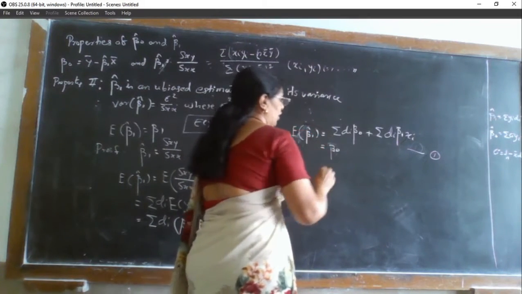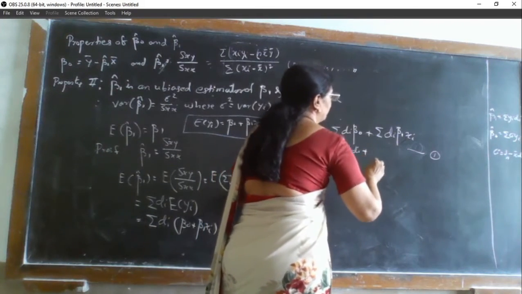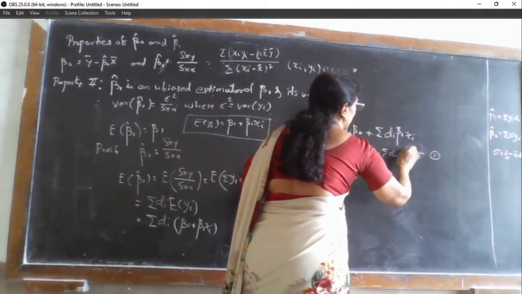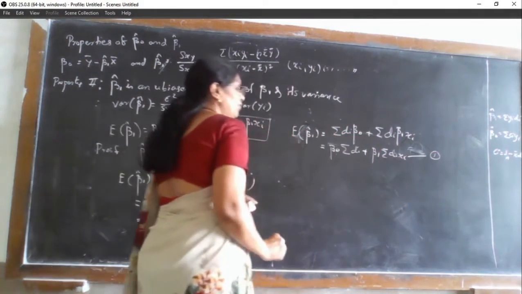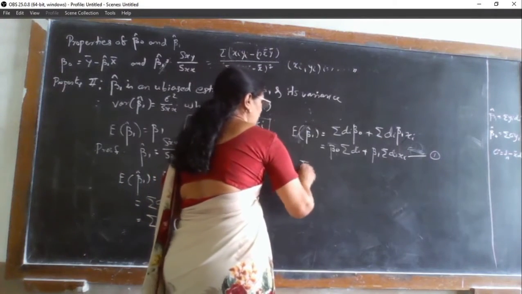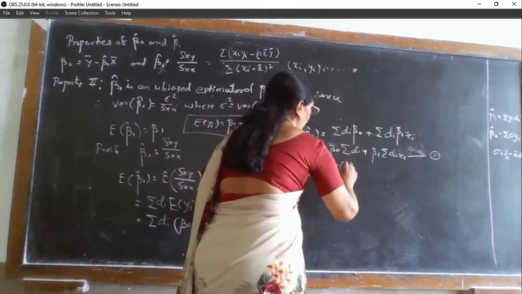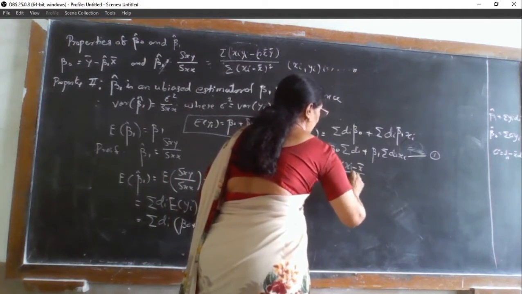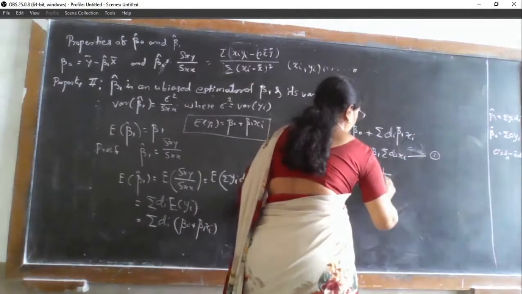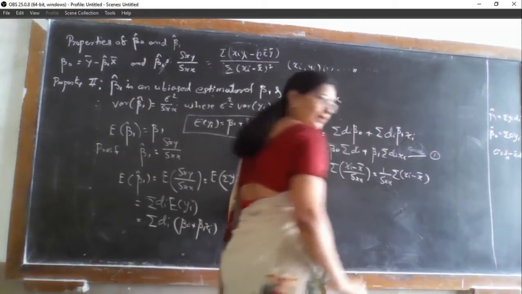So I will take some out of summation sign: beta naught summation of di plus beta 1 summation of di xi. Let us call this equation number 1. Now, what is summation of di? Summation of di is equal to summation of (xi minus x bar) upon Sxx. So this is equal to 1 upon Sxx summation of (xi minus x bar).